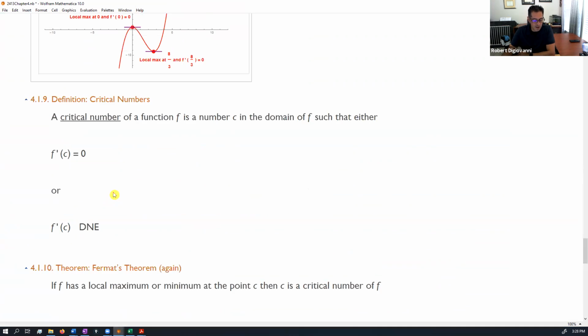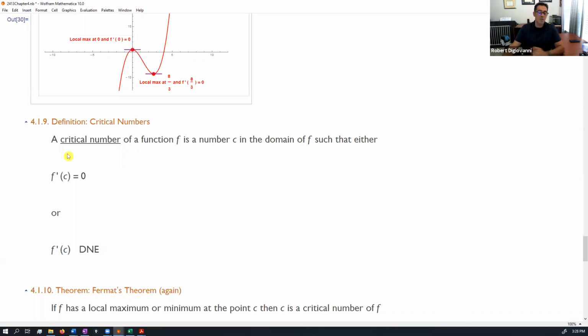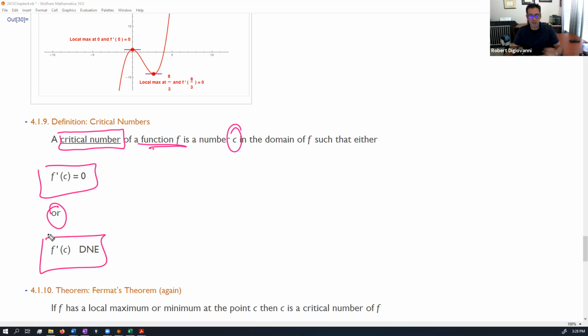Oh no, I need one more thing before I do. So we're going to define something right now called a critical number. This is a very simple idea. Don't make it more complicated than it has to be. A critical number of a function is just some number C where the derivative is either 0 or the derivative doesn't exist.